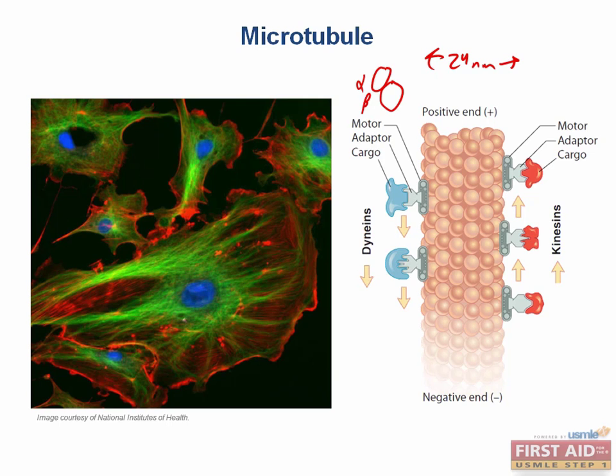Also remember that they have a positive and a negative end. They grow together in chains, maintaining their polarity. While their growth is relatively slow, they can collapse quickly when needed.